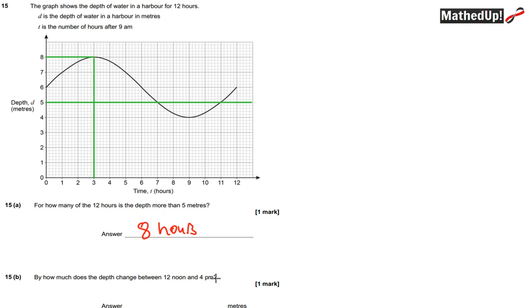And then 4 p.m. would be 4 hours later, so that was over here at 7. And at that particular point it had a depth of 5 meters. So the change, it's gone from 8 meters to 5 meters. So it has a change of 3 meters.